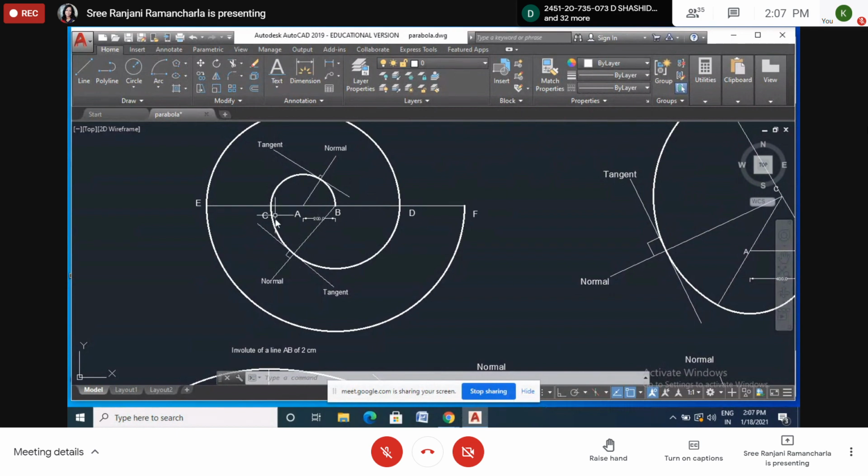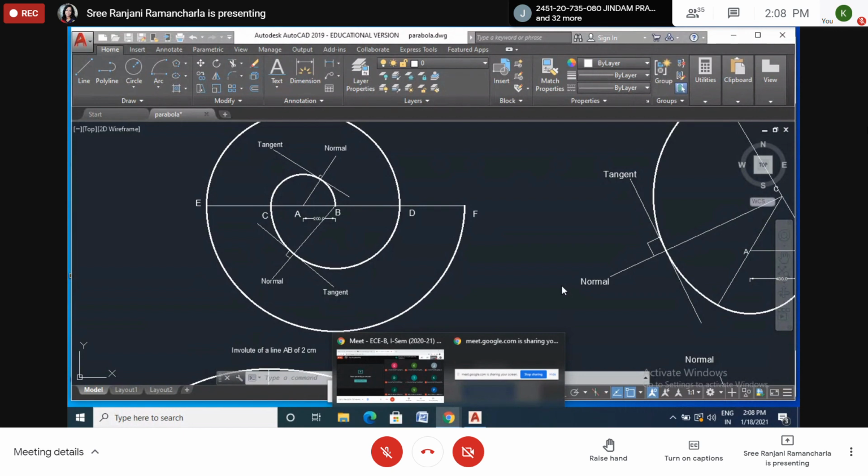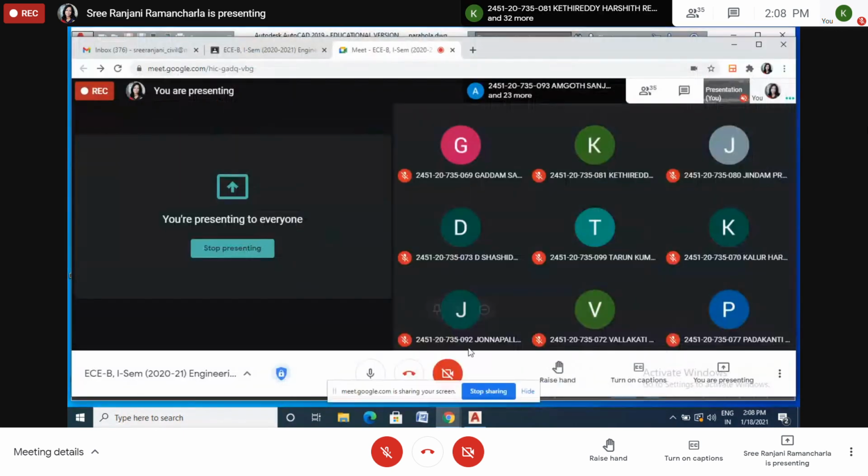If you want to draw this on this curve, you can see the involute of a line AB, 2 centimeters. I think you have done this in the last class, last Monday. Yes or no? Yes, ma'am. Please all of you have to respond to me. It's not correct if I go on teaching without your response, without knowing whether you are there or not. Please respond everyone. If you don't understand, please ask me right there.